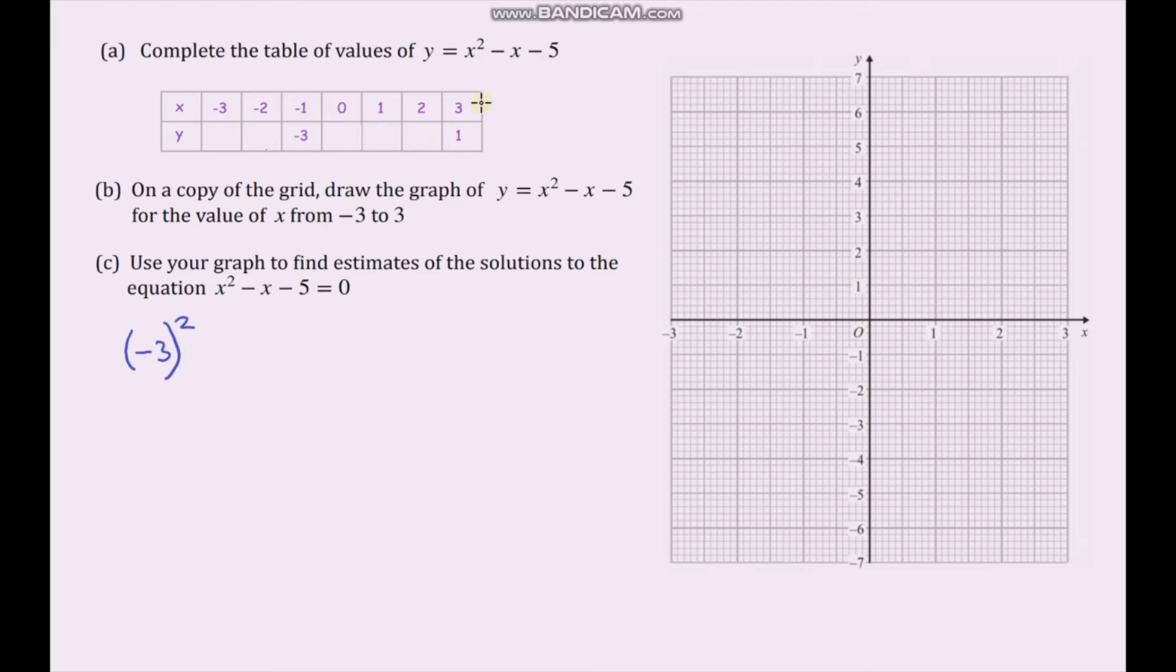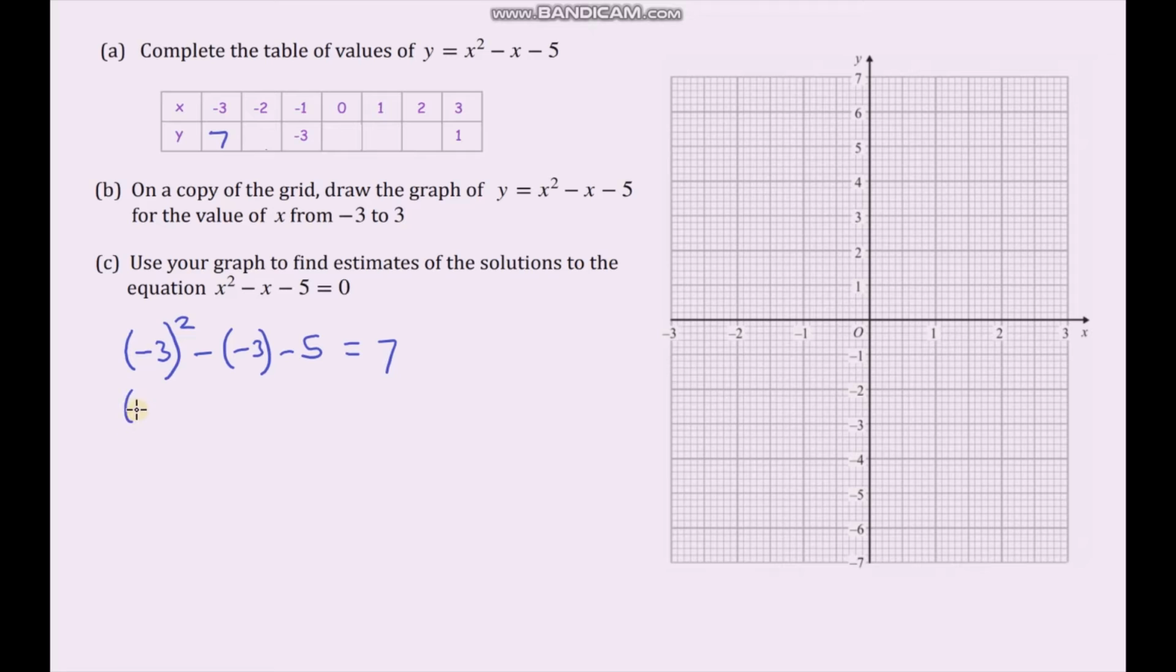So it's negative 3 squared, subtract negative 3, minus 5. So negative 3 squared gives us positive 9. And then if we subtract negative 3, that's the same as adding 3. So we've got 9 plus 3, which is 12. 12 minus 5 gives us 7.